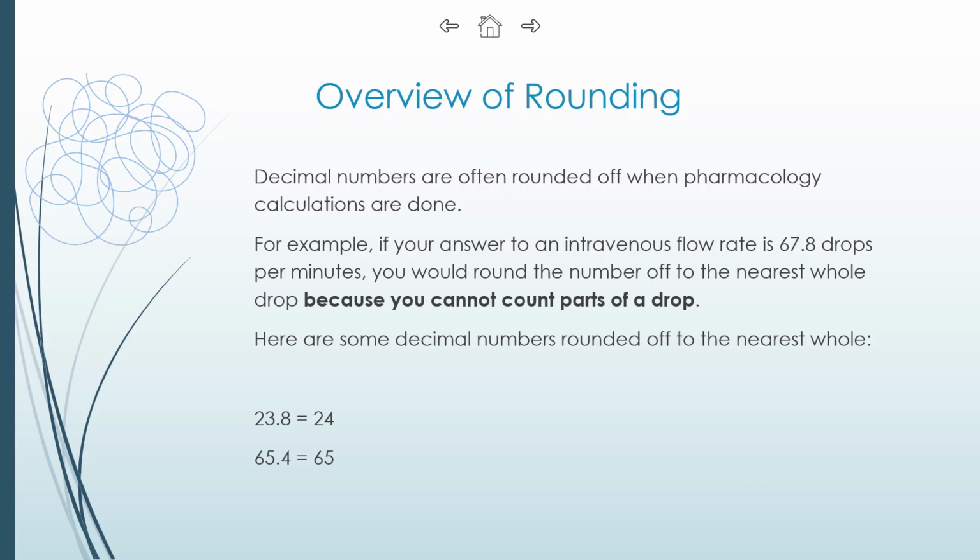Some examples here, if you do a calculation and it comes out to 23.8, you round that up to 24. If it comes to 65.4, you round it down to 65. Use the 0.5 and above to round up, or 0.4 and below to round down.